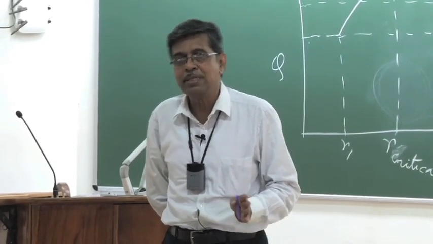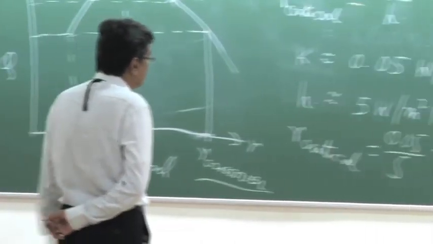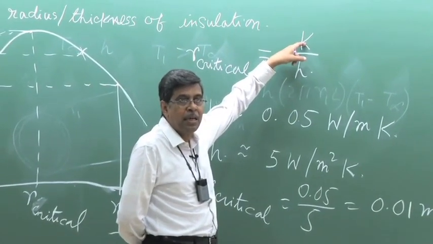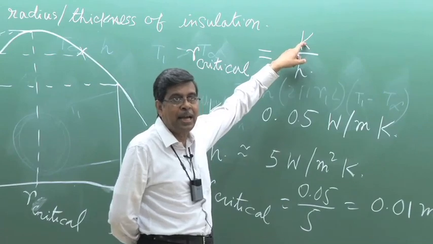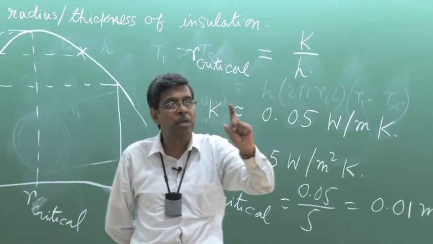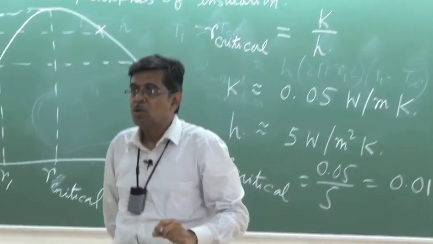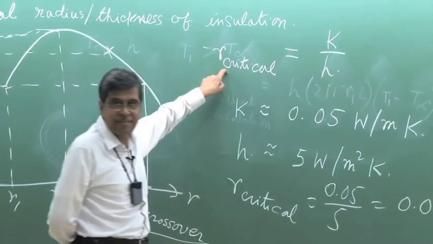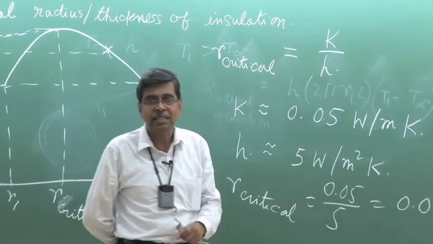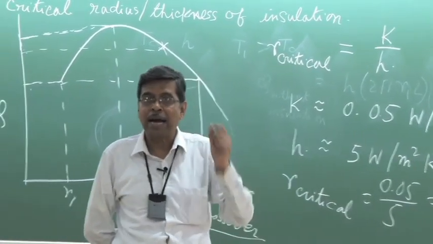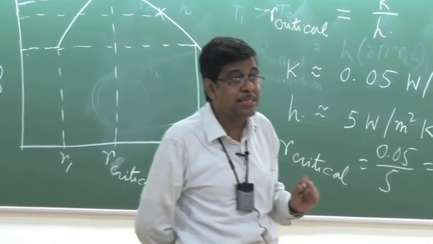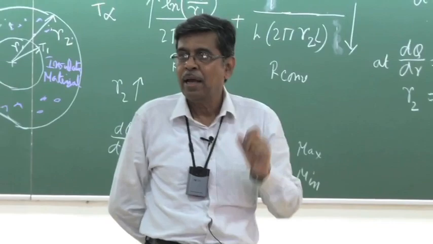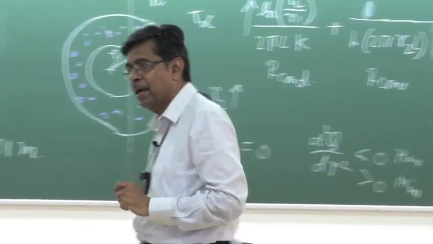Clear? So therefore, it is the critical radius of insulation which is more important, and it is directly dependent on K obviously. If K is very high, it will be conducting, so insulating material K should be low. So if K is lower, we require less radius. Similarly, if H is lower, you require higher radius, and if H is higher, you require lower radius. Okay, clear?